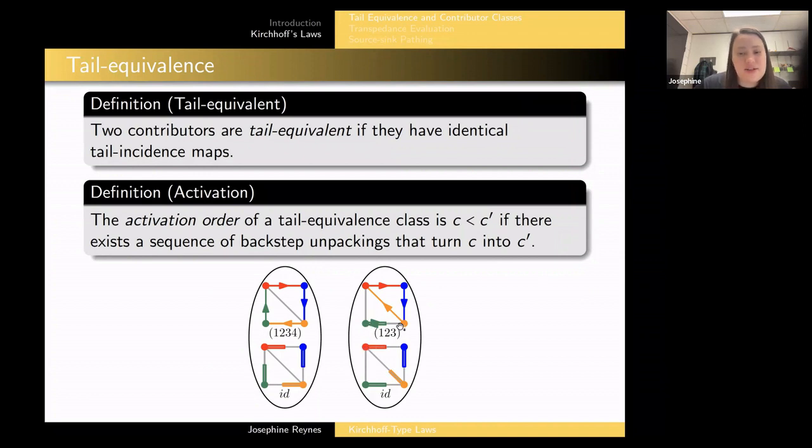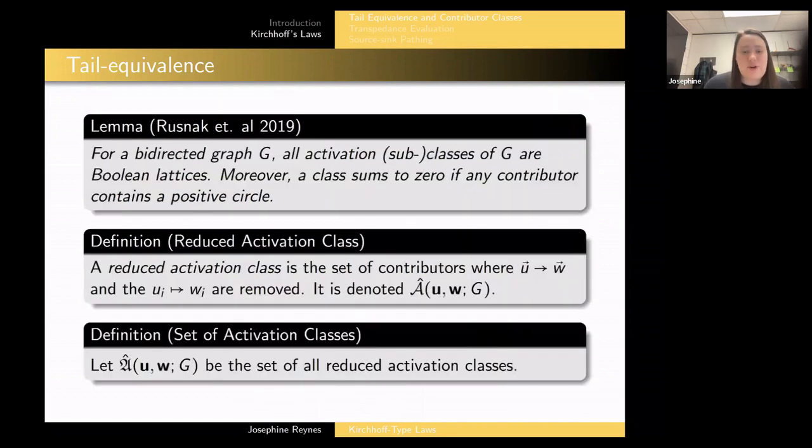So it gets stuck where it is. But these are also going to be less than each other. This one is also going to be less than the one above it in the unpacking order. That's what I mean by tail equivalence and activation order. And we need some other information too.